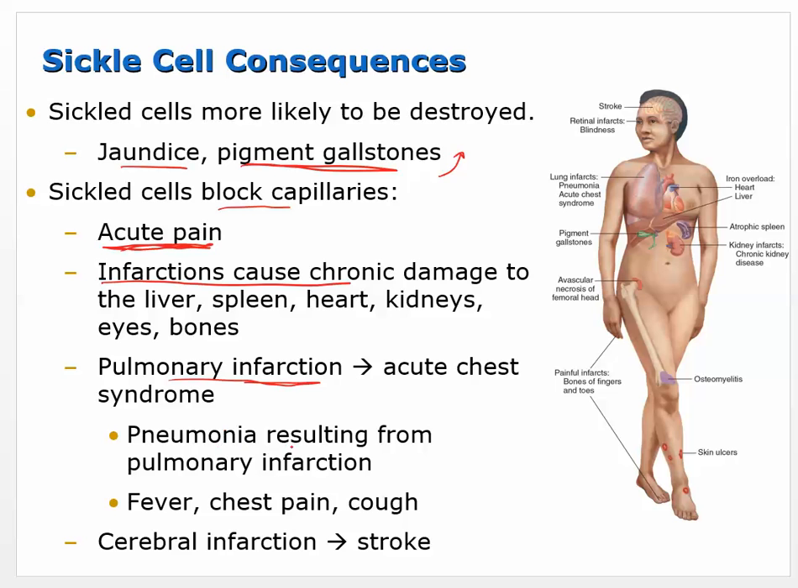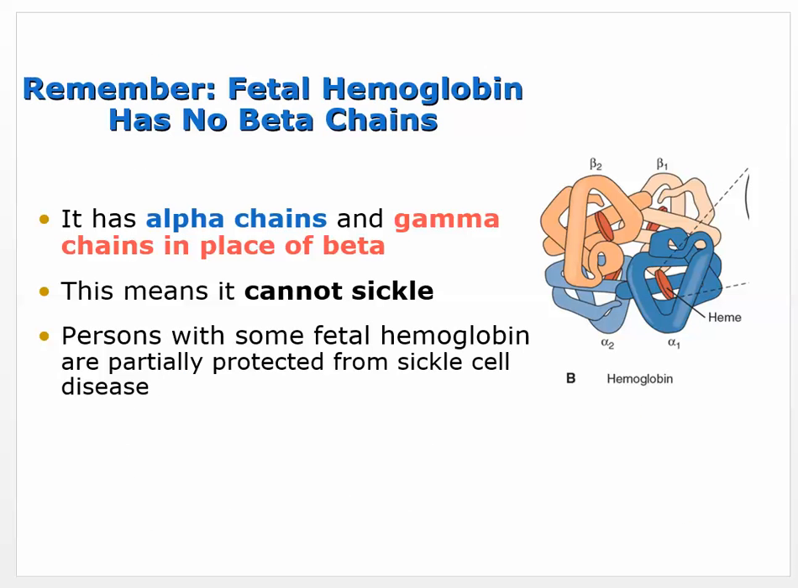Acute chest syndrome, pneumonia resulting from pulmonary infarction. So the lungs aren't functioning properly, and so maybe you get a buildup. Bacteria may find a place to live. Fluid buildup, you're not able to clear the fluid, so pneumonia. Fever, chest pain, cough, and then a very serious cerebral infarction. Okay, so a stroke. Basically, you've blocked blood flow to a very important organ, the brain, or at least parts of the brain, which can lead to a stroke.